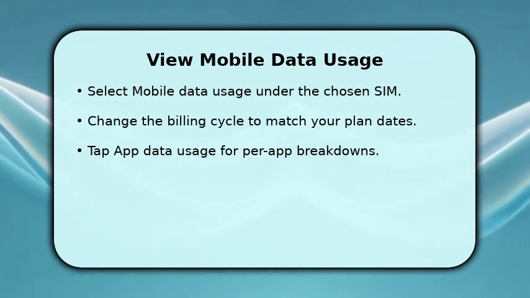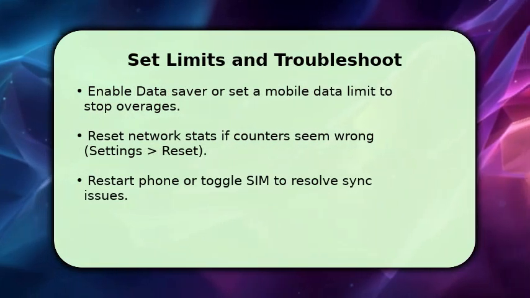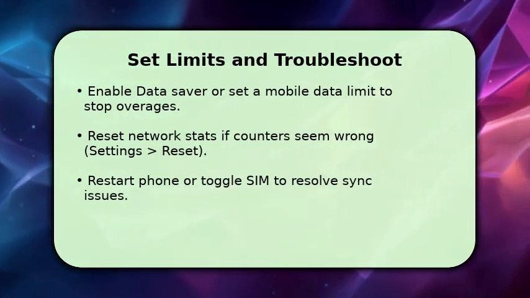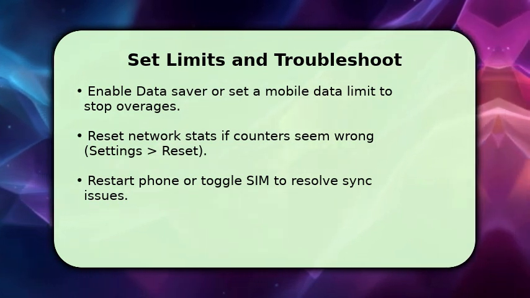To finish, set a mobile data warning or hard limit so you don't exceed your plan. Tap data warning and limit and enter values that match your carrier's thresholds. Once done, enable Data Saver to reduce background usage.